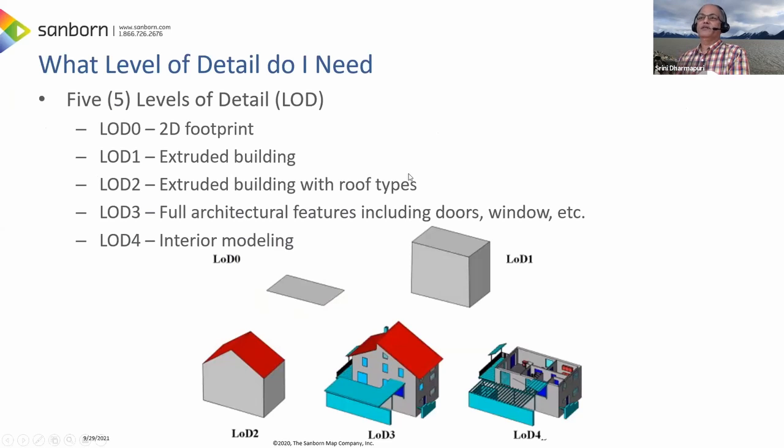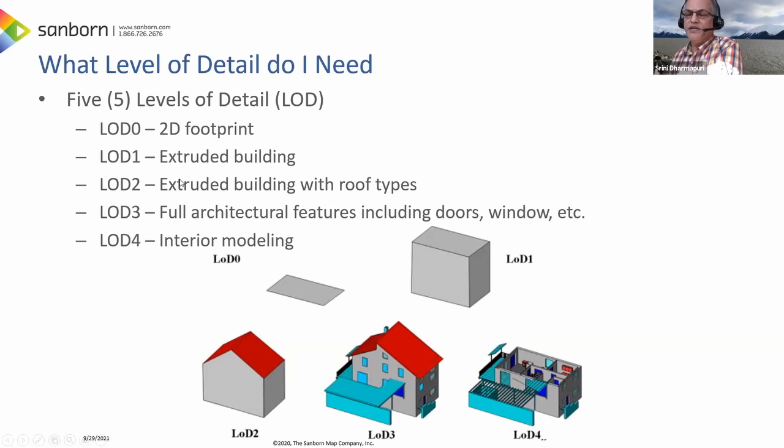And now we get into the level of detail. When we talk about the digital twin, primarily with regard to the buildings, we talk about 5 different levels. We call it the level of detail, starting from LOD 0 to LOD 4. That means there are 5 different levels, and they are all shown in the figure at the bottom. LOD 0 is primarily a 2D footprint. LOD 1 is an extruded building. LOD 2 is an extruded building with a roof type. LOD 3 is full architectural features, including doors, windows, etc. And LOD 4 is the interior modeling.